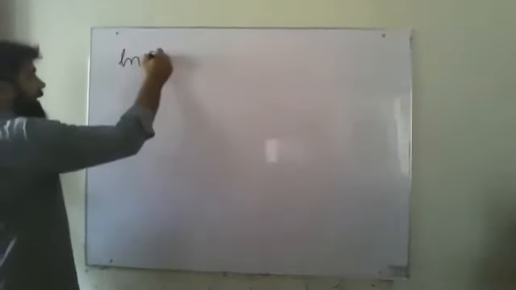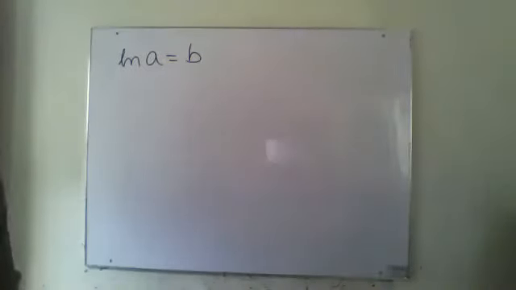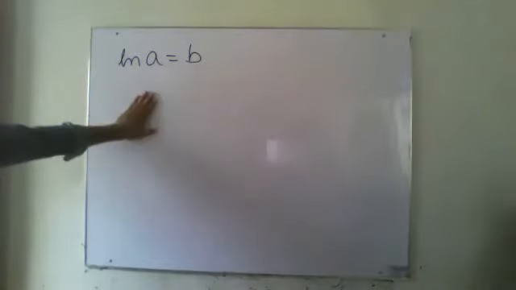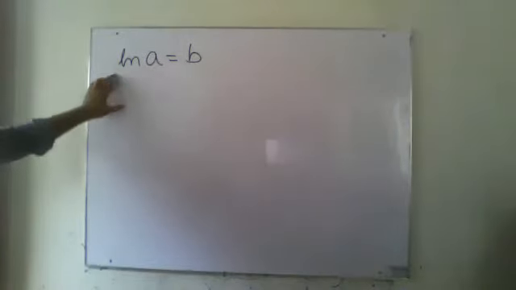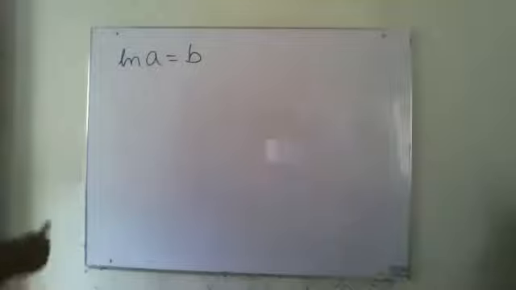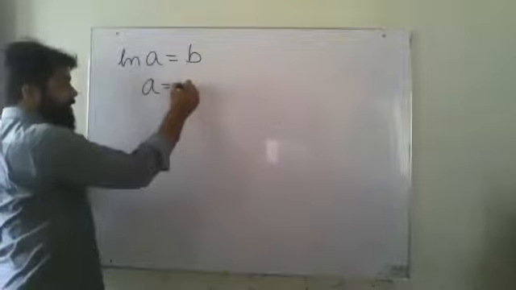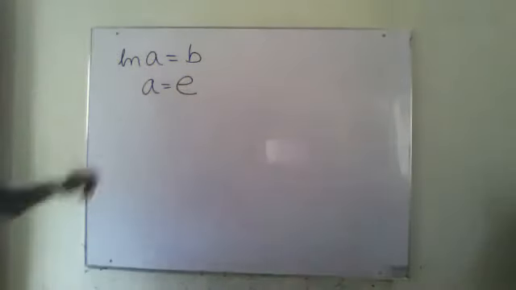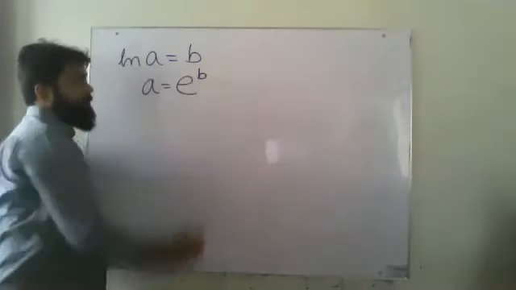See, if I have ln A equals B, written like this, and I want to shift this ln to the other side, how will I write it? I will take this ln on this side and write it like this. The ln shifted over here will be written as e, and whatever is written on this side will become the power of the exponential.